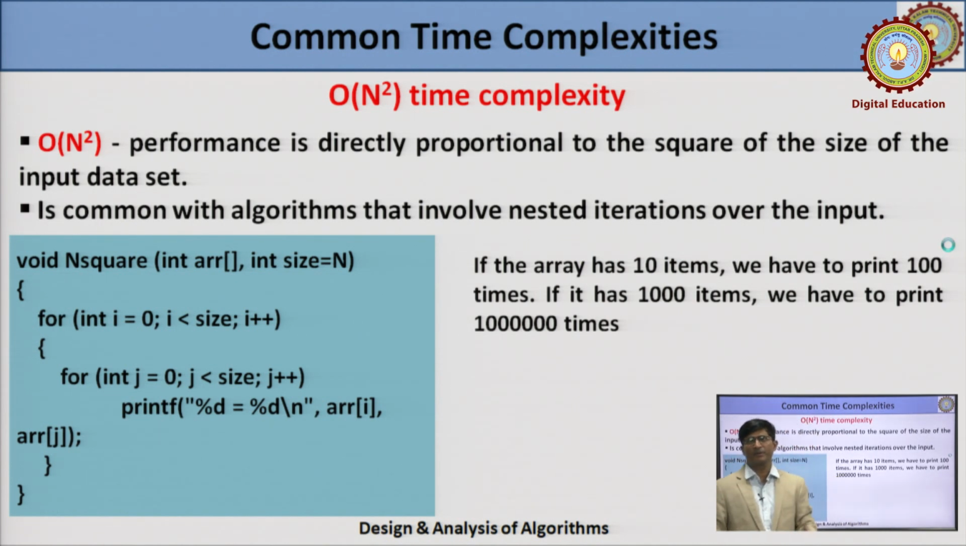In simple words, if I have, say, 10 elements, then I have to print those 10 elements 100 times, right. So, this is a case where the time complexity of the algorithm comes out to be order of n square.